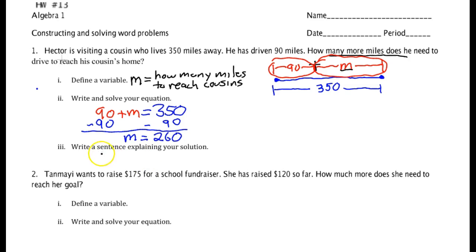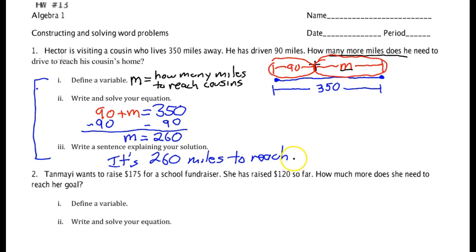Right. And the last step, of course, is to explain, well, what does 260 mean? Now, your part 1 and your part 3 will often be repetitive. So if we're trying to find at the beginning how many miles to reach the cousins, well, that's our answer. Okay, it's 260 miles to reach the cousins. You know, you can use the same word over and over. Okay, it's 260 miles to reach his cousin's house.